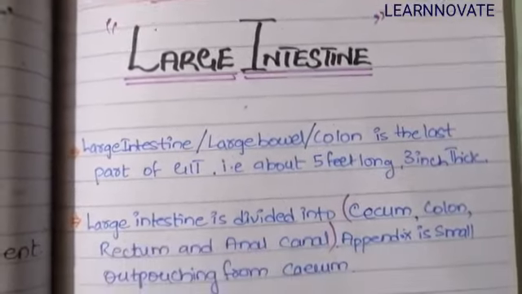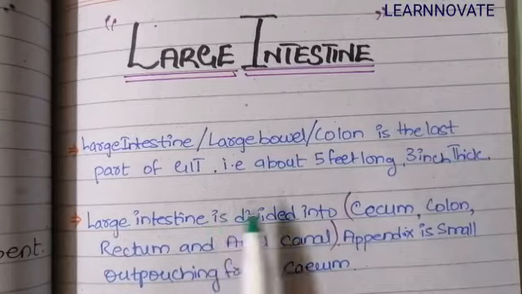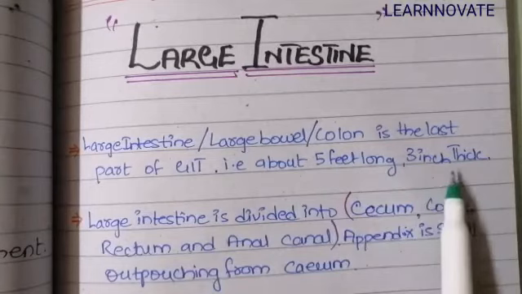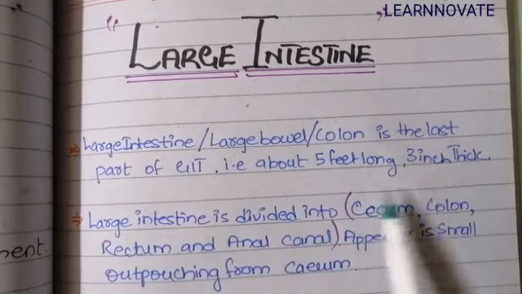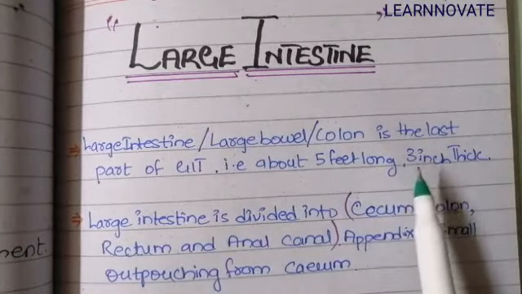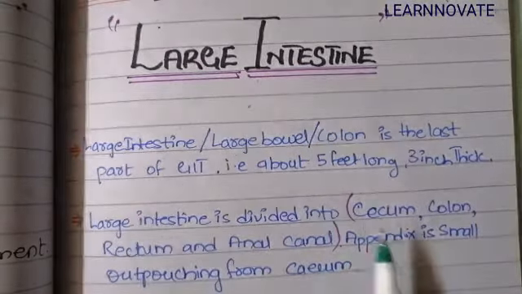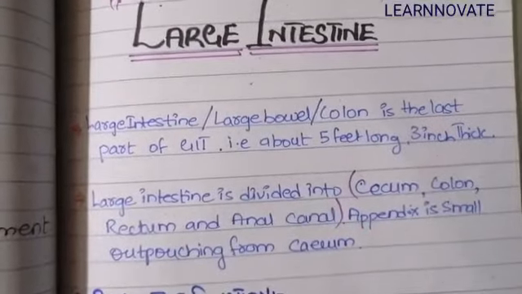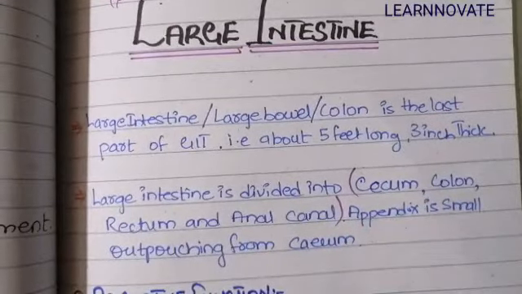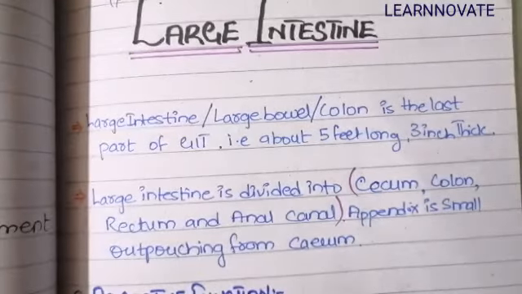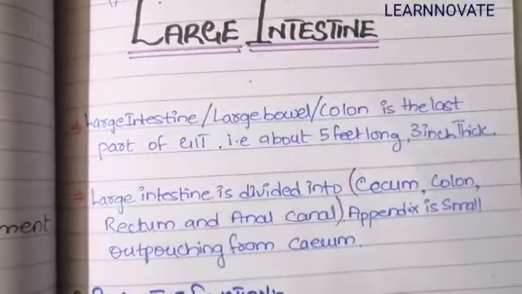Starting with the large intestine, it is the large and last part of the GIT tract. It is about 5 meters long and about 3 inches thick. It is important for the elimination of feces and for the large absorption of water. It is anatomically divided into 3 parts: the cecum, the colon and the rectum. The anal canal is also somewhat considered a part of the large intestine. The appendix is also present, as an extension from the cecum.